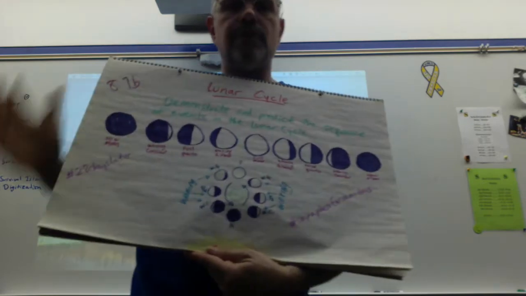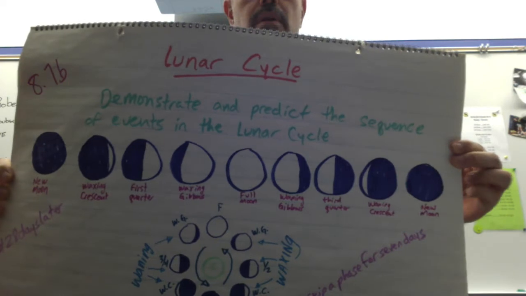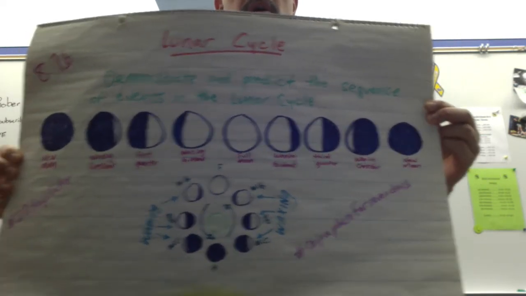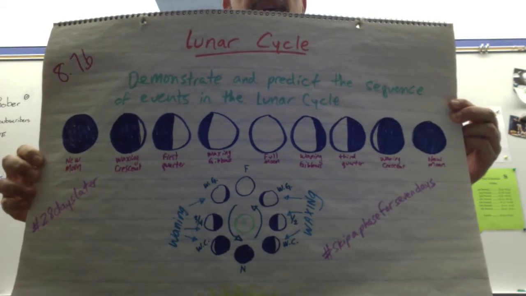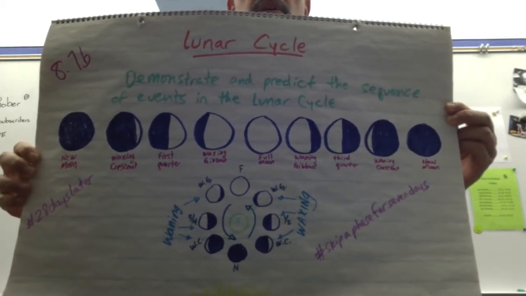Here we have moon phases. And I'm going to do the same thing. I'm going to go ahead and let you guys check this out. Ooh, there we go. That's a good one. 8.7b. Demonstrate and predict the sequence of events in a lunar cycle.